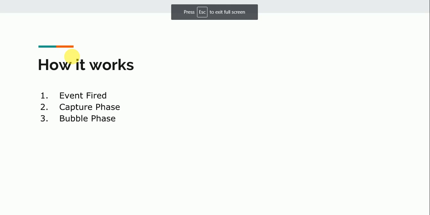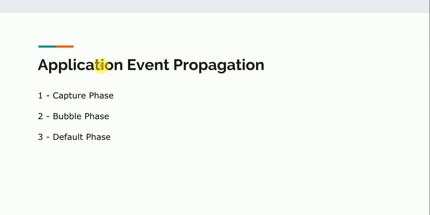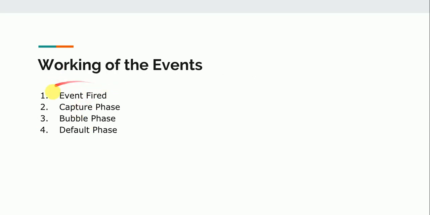And in case of application event, this is how it works. This is for the app component event. You can see event fired, capture phase, and then bubble phase. We already saw the example of how these two phases work with the component event. In case of application event, we have one extra phase that is called the default phase. So how it works, we fire the event, we capture the event for the bubble phase, and then we capture the event for the default phase. And the same event.stopPropagation method works for both component and application event.